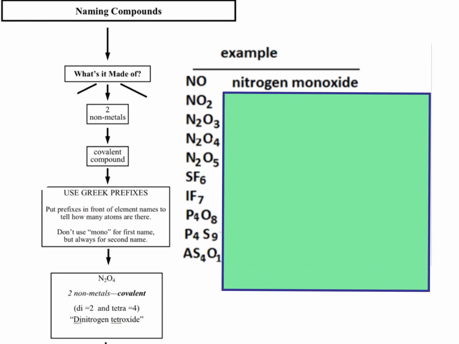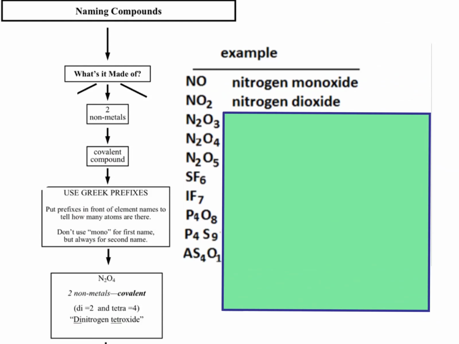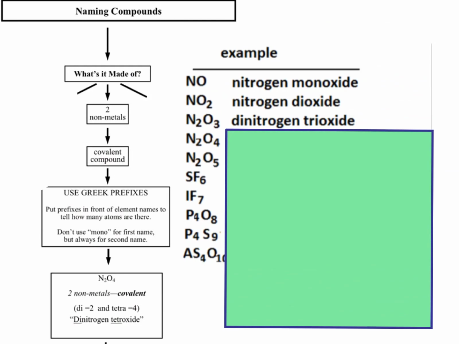Pause the video, see if you can do the next 2. Okay, so let's look over the answer. NO2 would be nitrogen dioxide. The next one has 2 nitrogen, so that's dinitrogen, and then it's trioxide because there are 3 oxygens. Pause the video and try the others, and then I'll give you the answers.